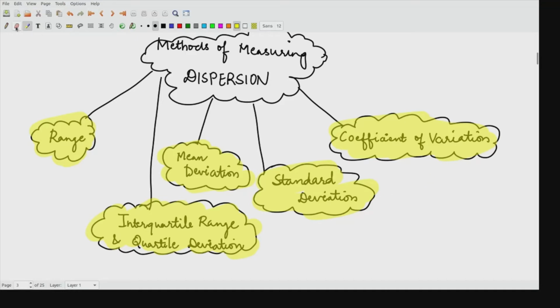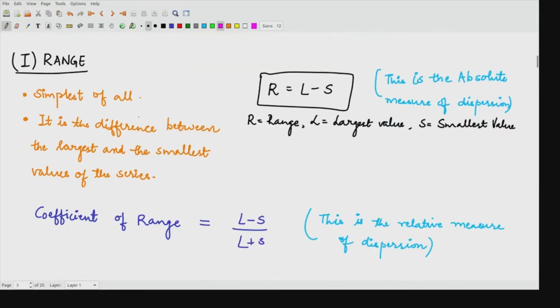So let us have a look at each one of them. Firstly, we'll study about this range. So what is range? This is first of all the simplest of all, and it is defined by the difference between the largest quantity and the smallest quantity. So L represents here the largest value of the given data, S represents the smallest value of the data, and this is the absolute measure of dispersion.